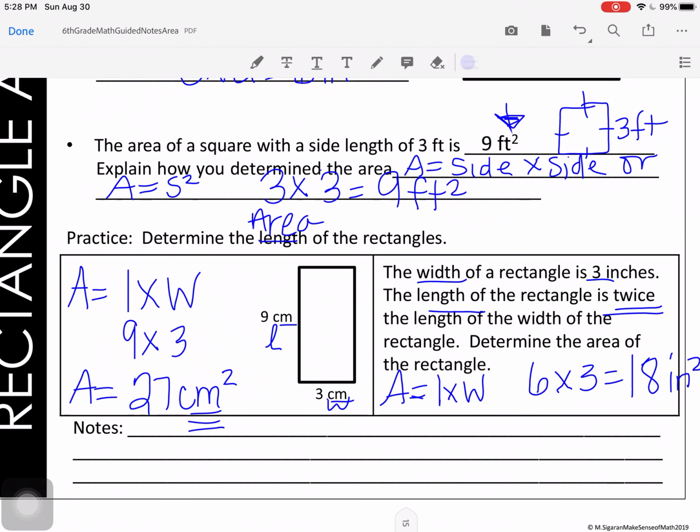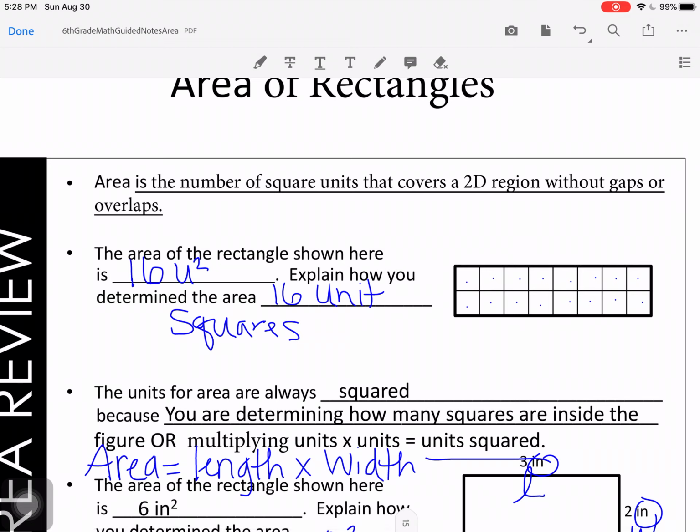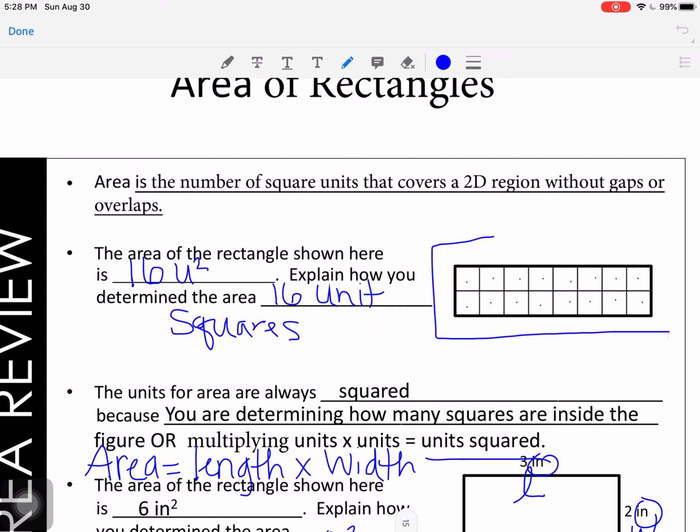So let's recap. Area is the number of square units that covers a two-dimensional region without gaps or overlaps. So here, looking at this particular rectangle, we see the square units inside of the rectangle, and we see that they are all laying side by side. There are no gaps between them, and they are not overlapping each other. That is the area. We use square units when we are determining area because we are multiplying units times units.